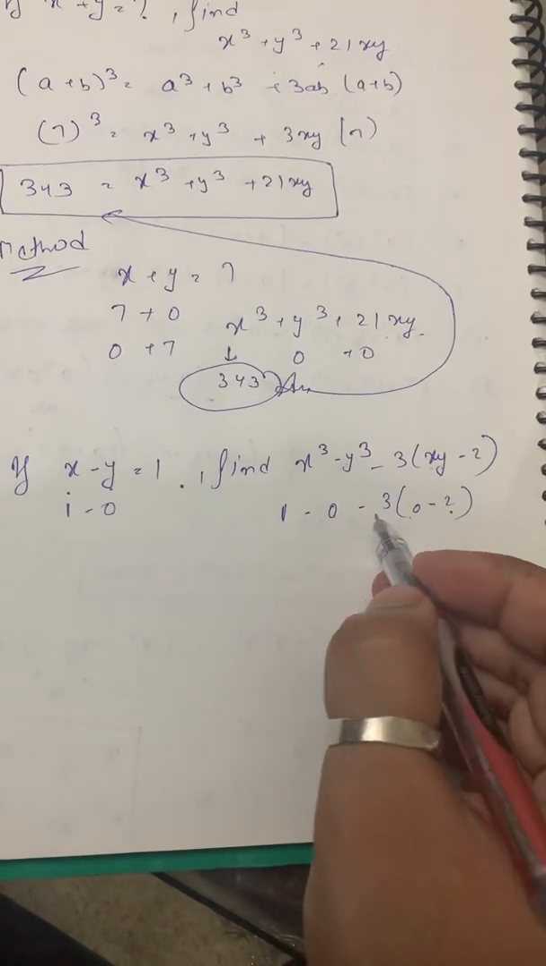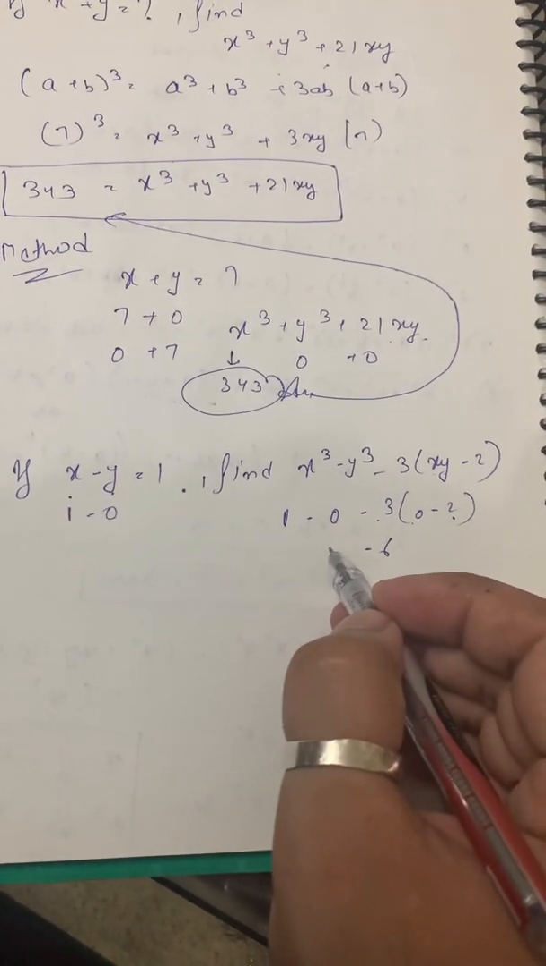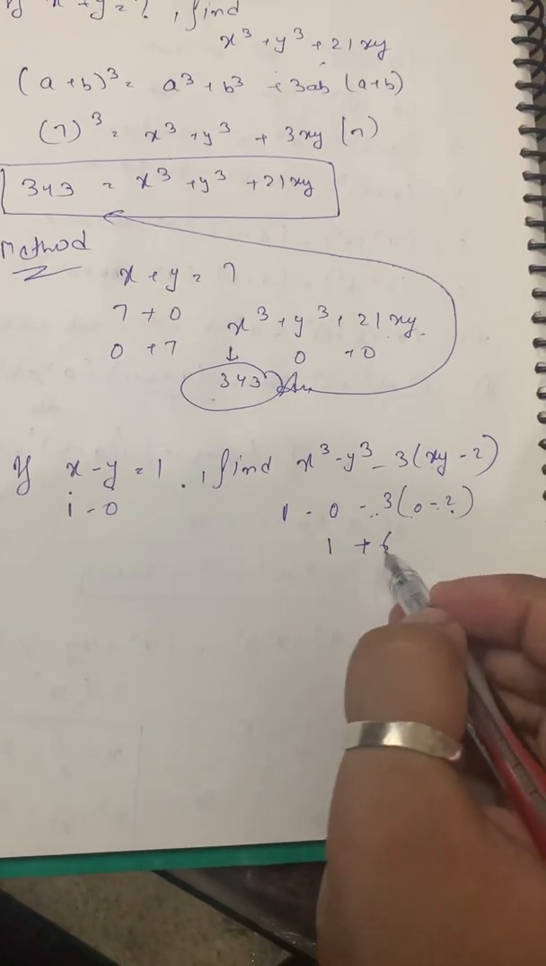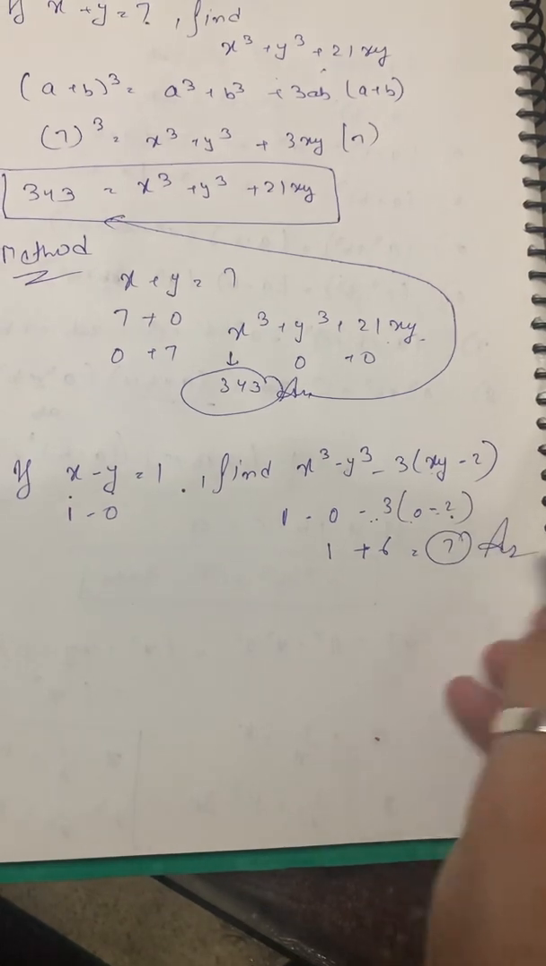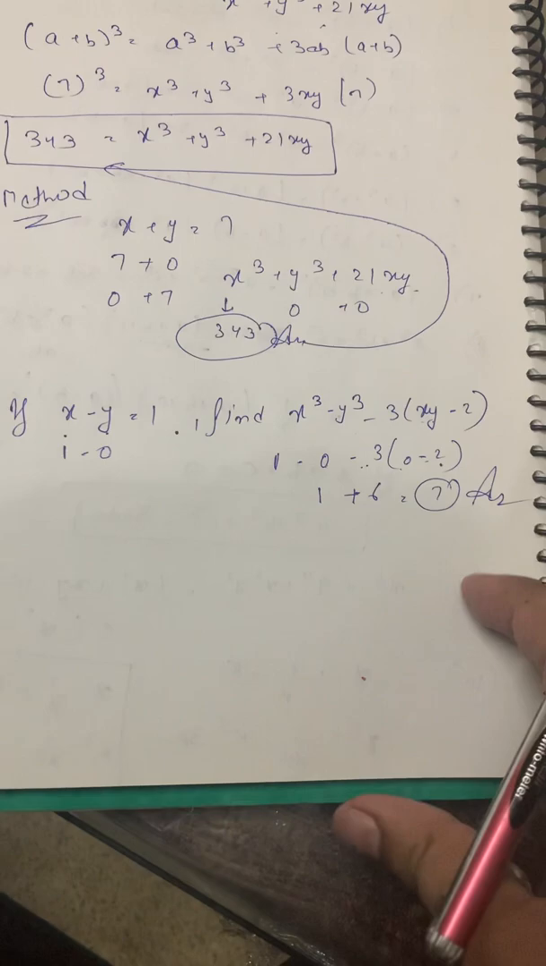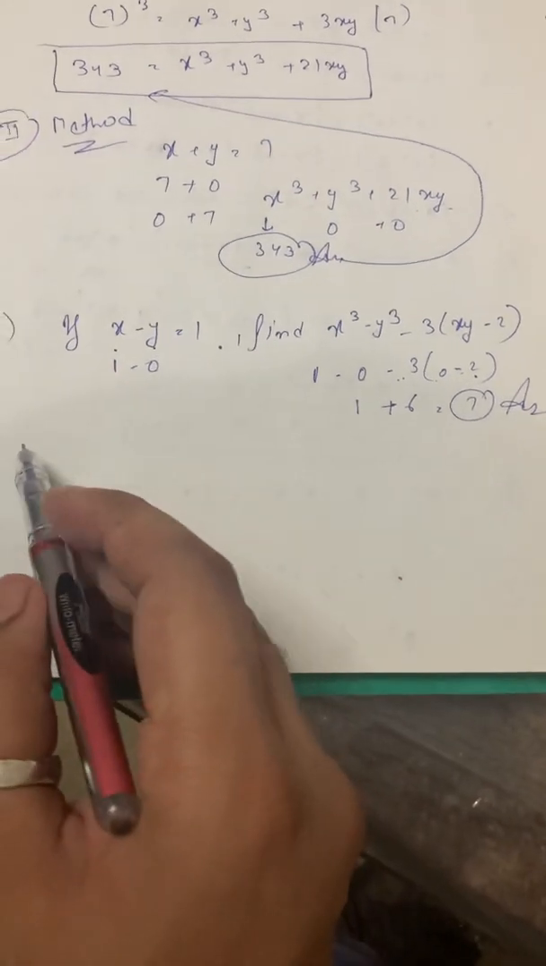So minus 2 into minus 3, this will be minus 6. So this will be 1, that is, minus should be plus, and this is 1 plus 6. The answer should be 7, and that's your answer. See, I haven't used any formula, else I would have to use the identity, right? I hope you are clear with this question.